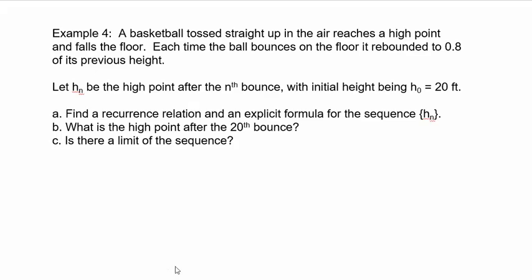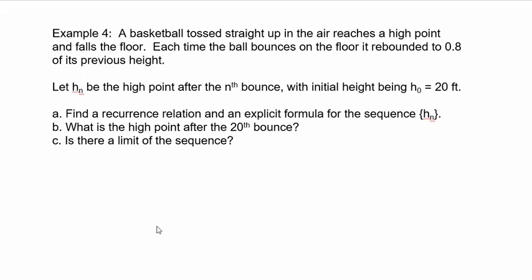Let's look at a real-life type example of developing a sequence. A basketball is tossed straight up in the air, reaches a high point, and falls to the floor. Each time the ball bounces on the floor, it rebounds to 0.8 of its previous height. Let h sub n be the high point after the nth bounce, with the initial height being 20 feet. Find a recurrence relation and an explicit formula for the sequence h sub n. What is the high point after the 20th bounce, and is there a limit of the sequence?